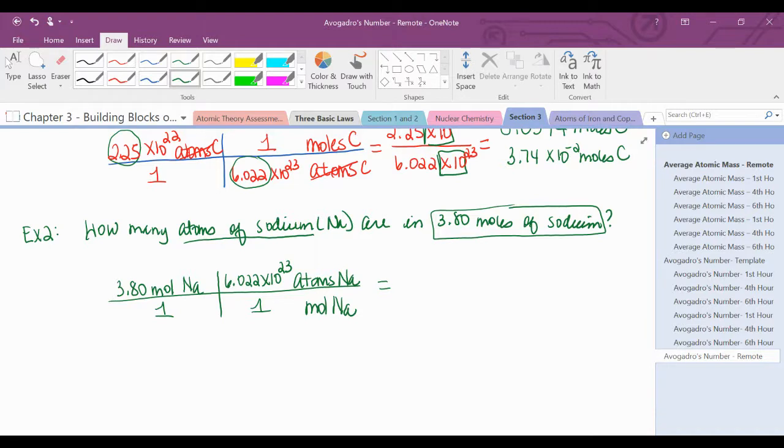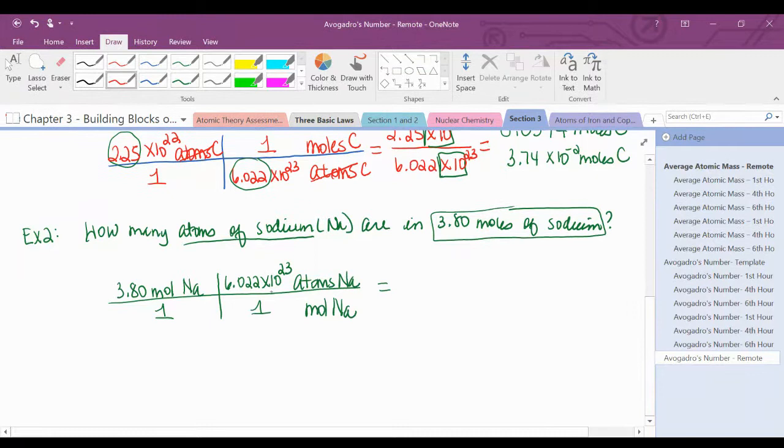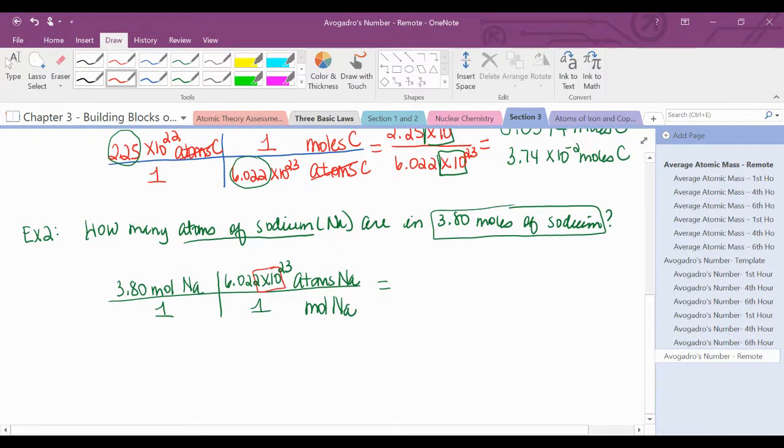Right. So again, I'm gonna walk you through the numbers on your calculator. So 3.80, then we're gonna multiply by 6.022. And then again, we're not gonna use this times 10. You're gonna use that EE function on your calculator, and then the power of 10 is 23.